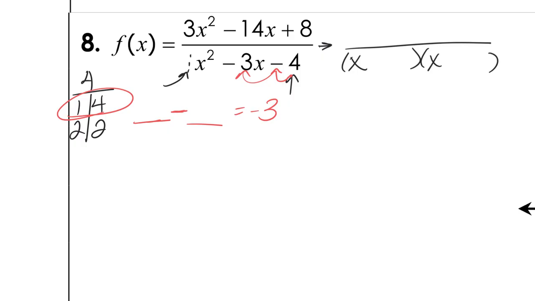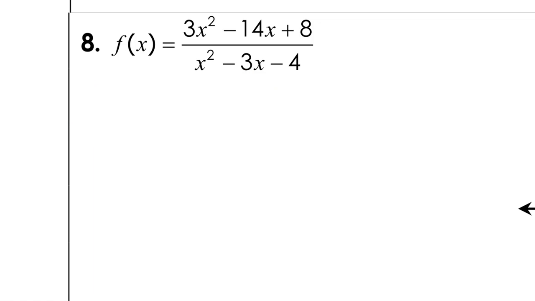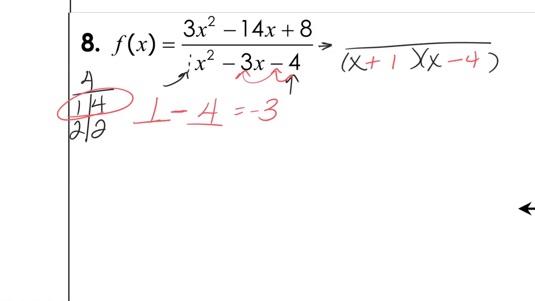I just got to figure out what order to put them in. If I put them in 4 minus 1, I get a +3. But if I do 1 minus 4, I get the -3 that I need. So I know that this is going to be a +1 and a -4.